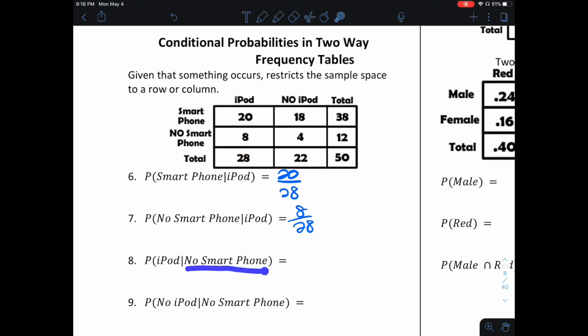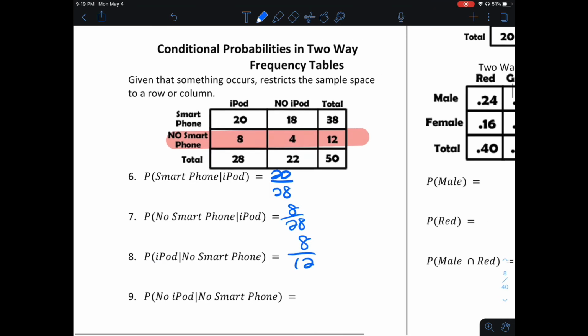Given that you don't have a smartphone, no smartphone, so we're only looking at this row, which means the total here is 12. What's the probability that the person has an iPod? Well, there are 8 people that have an iPod out of 12. You can make that as a percent or a decimal if you want. You can reduce it or you can leave it like that.